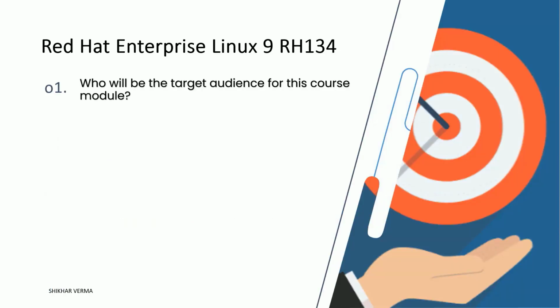So who will be the target audience for this course module? This course module is designed for IT professionals, graduates, and students who have already completed the first part of Red Hat, that is SA1, and are preparing for the RHCSA exam or aiming to begin a career as a Linux system administrator. What are the prerequisites for this course module? You must have completed RHCSA Part 1 or have equivalent knowledge.